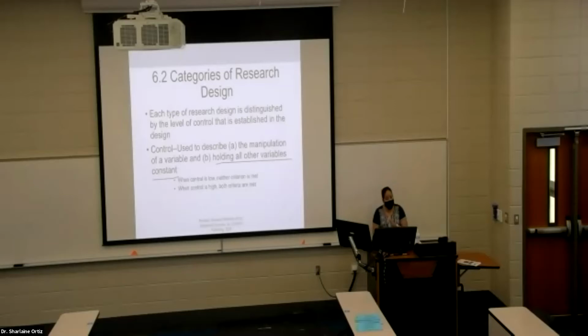A non-experimental approach, on the other hand, has a little bit less control because now I'm not looking for cause. I'm looking for this relationship. I cannot necessarily hold all other variables constant. Any questions about what control is and how it can lead me to selecting the different categories of research design? Any questions about that? Fantastic.